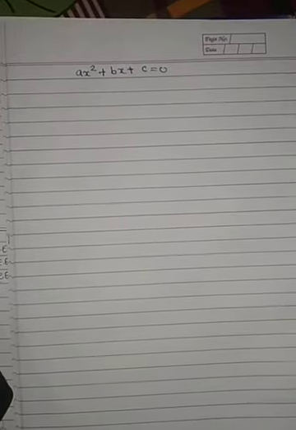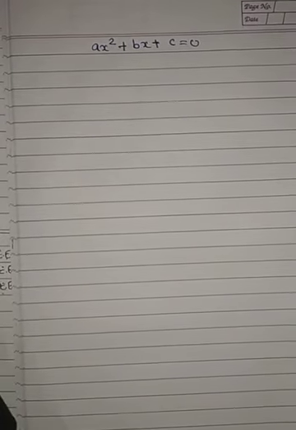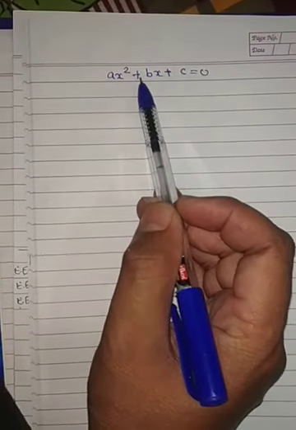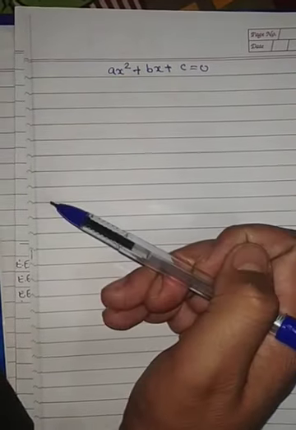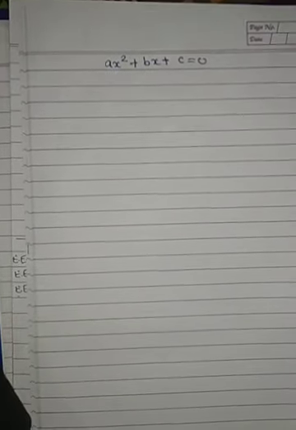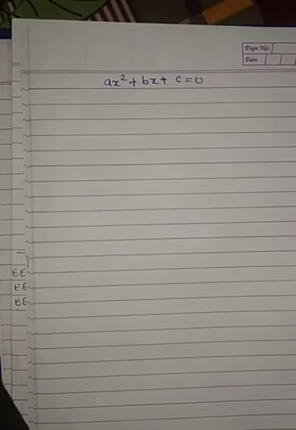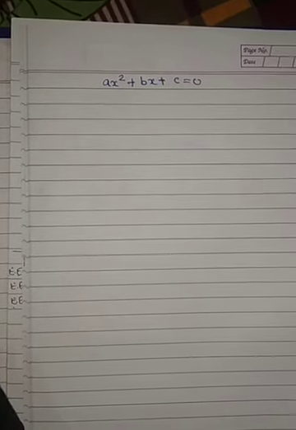This is a quadratic equation. I can say ax square plus bx plus c equal to 0. One thing, we are going according to your syllabus. Today I will discuss the next exercise, that is 4.2.